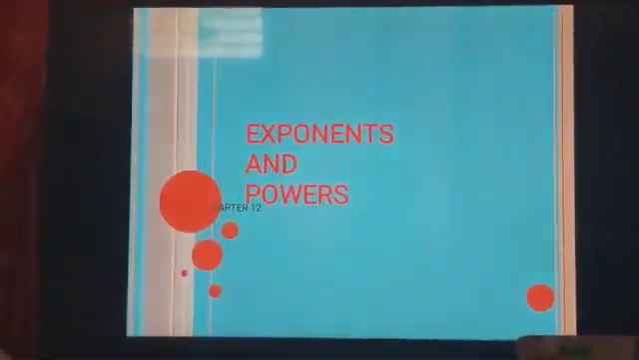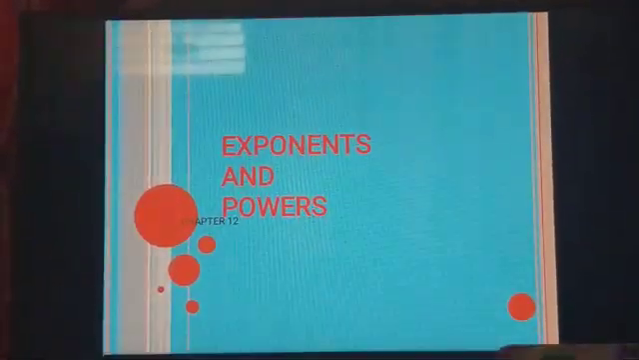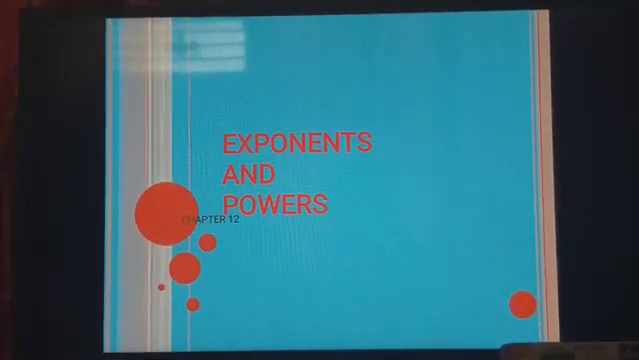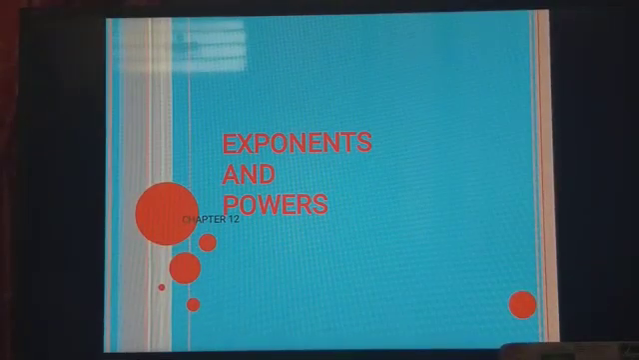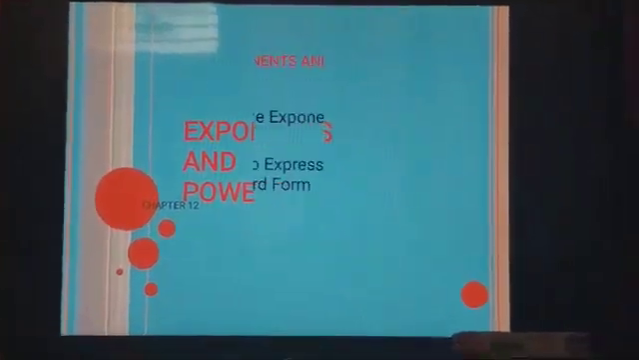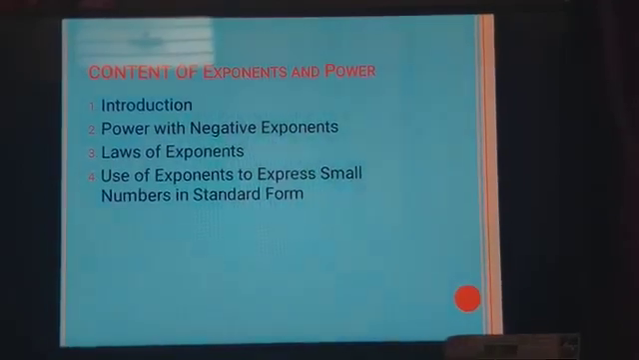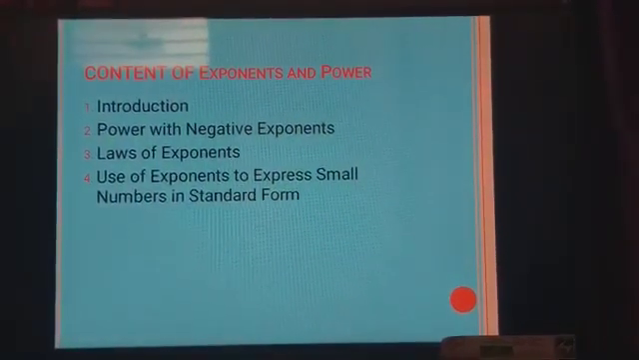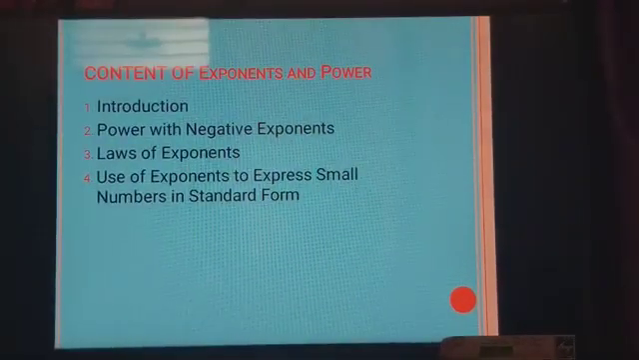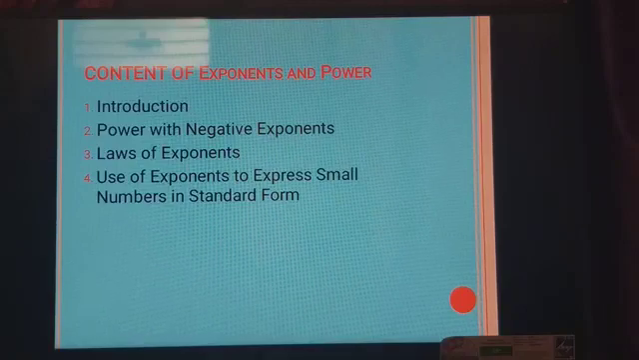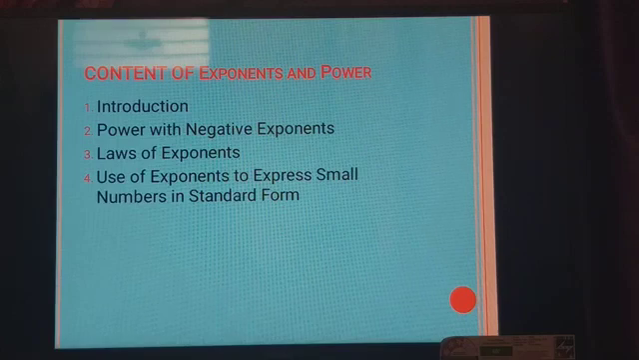Exponents and powers. This is our chapter of class 8. Today we are going to deal with this particular chapter. Earlier in class 7 we have already discussed some things about it, and our objectives for this class are: power with negative exponent, laws of exponents, and use of exponents to express small numbers in standard form, also comparing very large and small numbers.